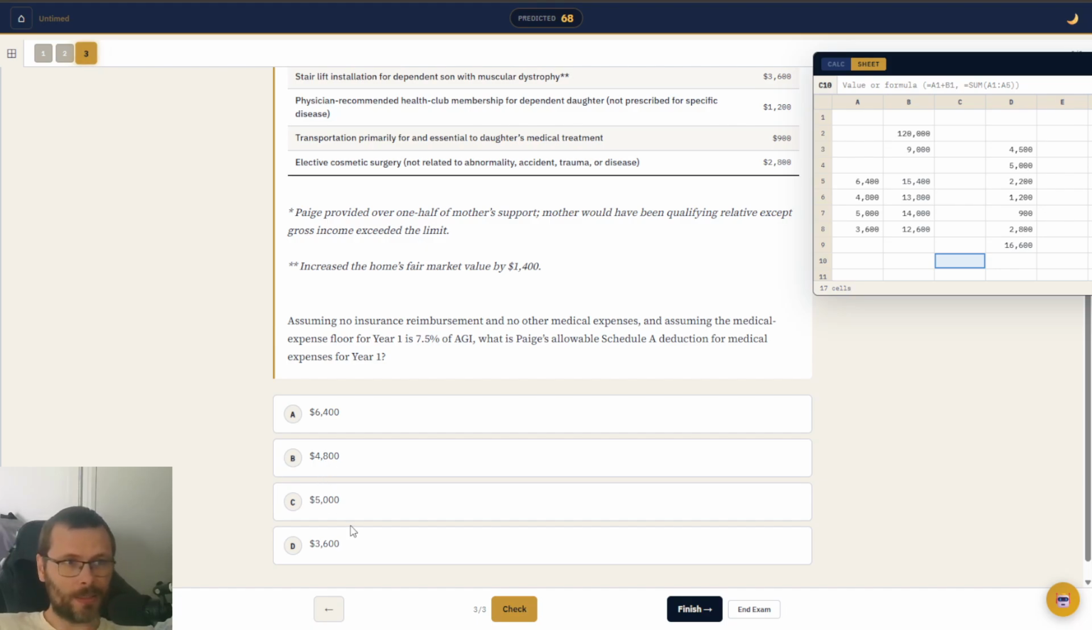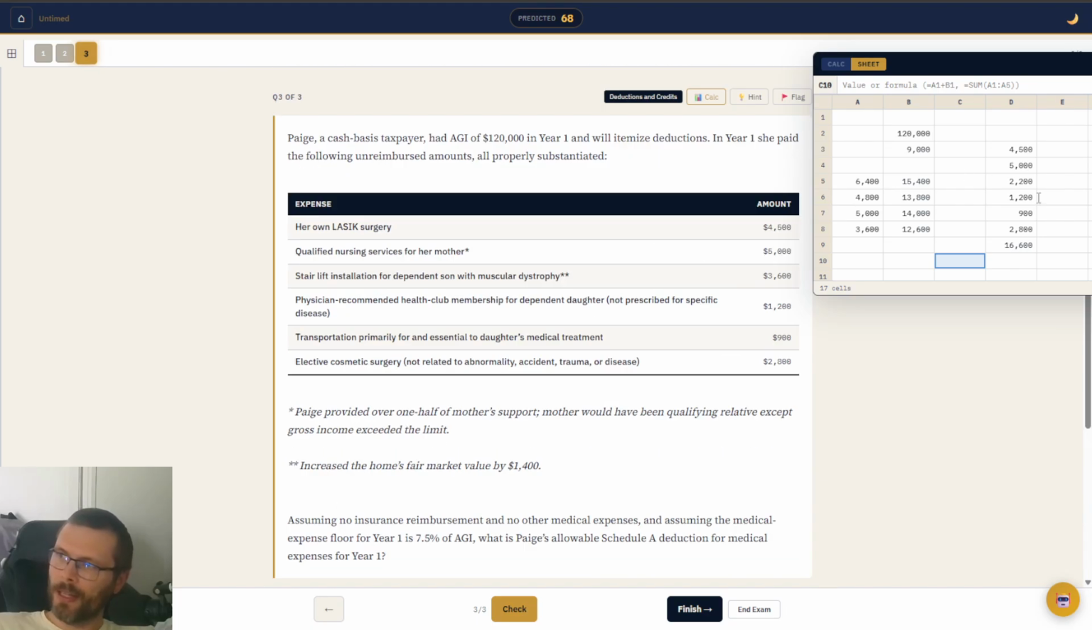If I knew nothing else, if I didn't have any content knowledge, I could get this question down from a 1 out of 4 to a coin flip, 1 out of 2, just by knowing that little trick about gaps. So A and B are crossed off. We're only left with C and D, but let's keep going. So 2,200 is the number for the third one, the stair lift installation.